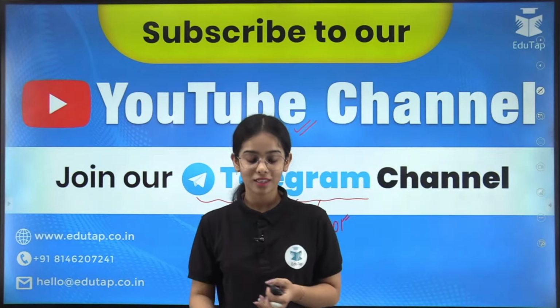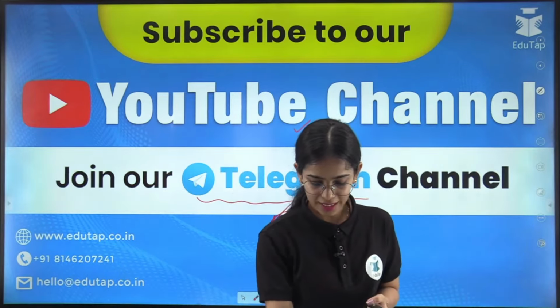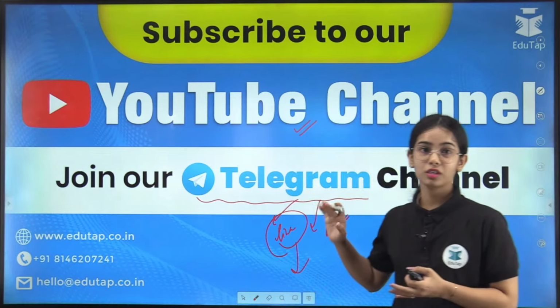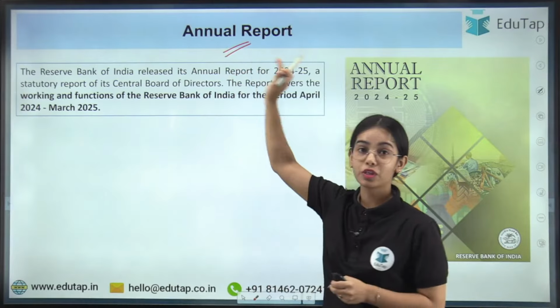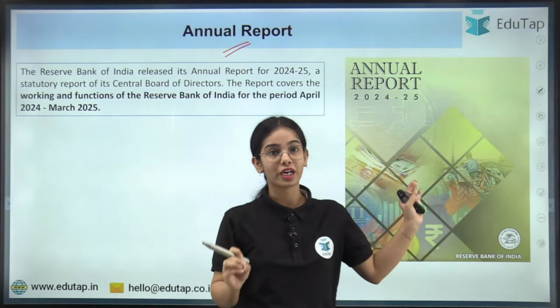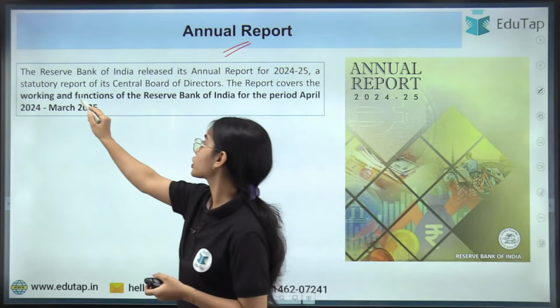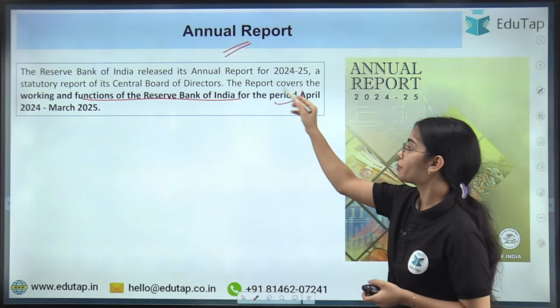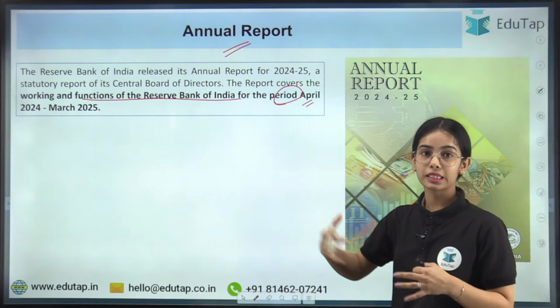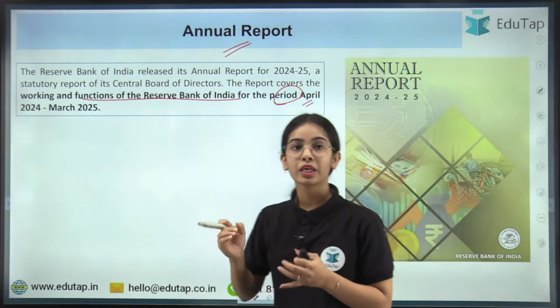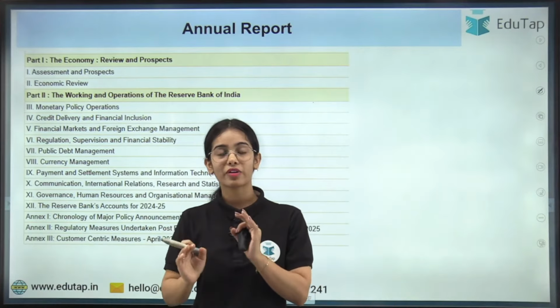So we are going to start with the session, and this is one of the most important sessions of the Finance 360 that you have to focus on. RBI has released the annual report for the financial year 2024-25 that covers the working and functions of the Reserve Bank of India for the period of April 2024 to March 2025, and this report is released on a yearly basis. Basically the report is divided into two parts.